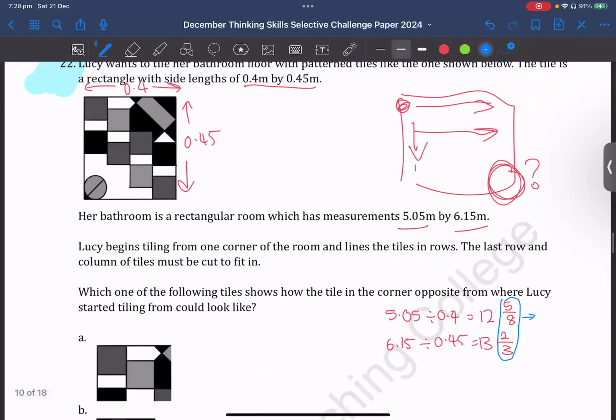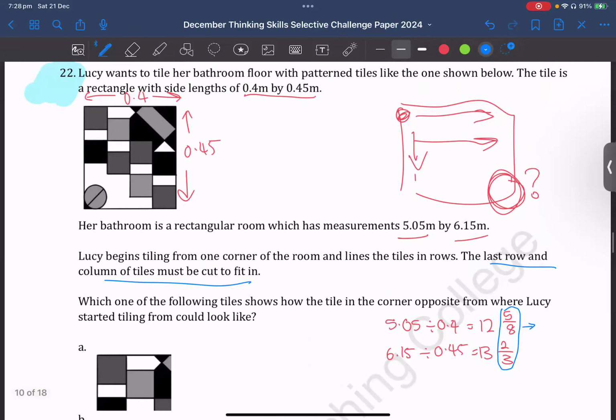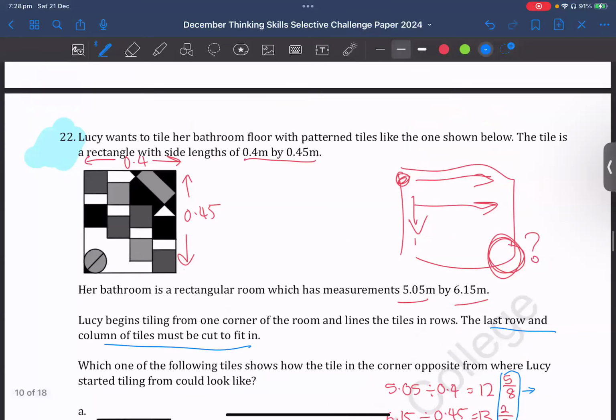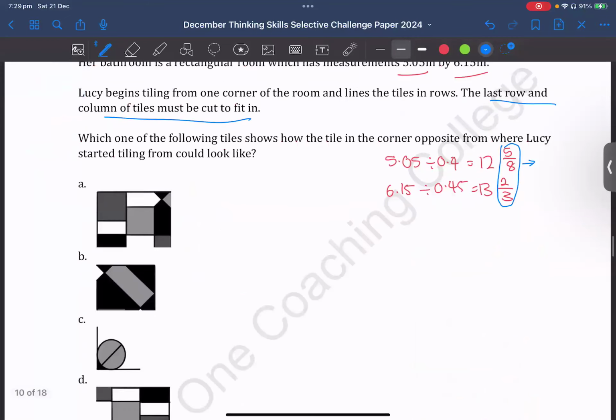So that would mean that the last row and column of tiles must be cut to fit in, and the measurements of that should be 5/8 and 2/3 of this original tile. Now, the reason why I'm using fractions here is that we really need to check how it all compares to that 0.4 and 0.5, and I feel fractions are better because I know that 3/4 is from here to here, or a half is exactly like this. And by visually using fractions, we can sort of eliminate A, B, C, and D.